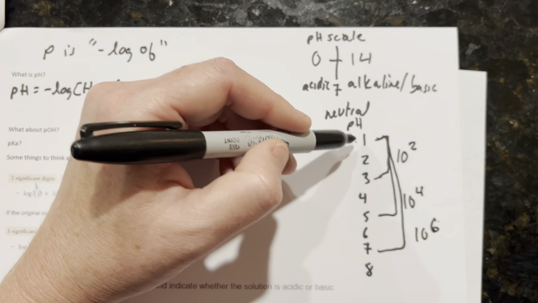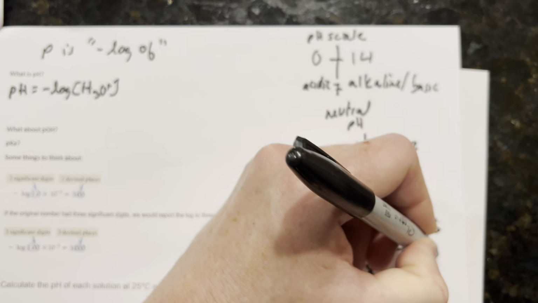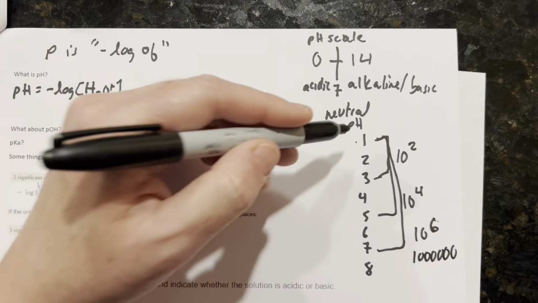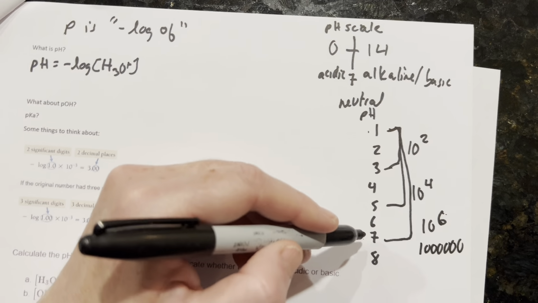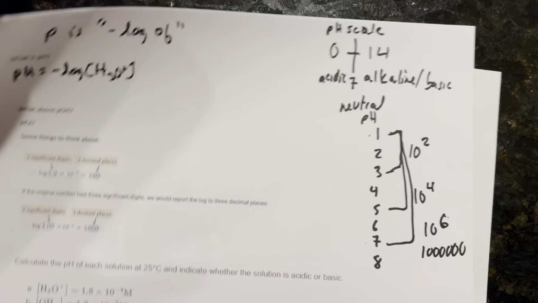If you have a solution with a pH of 1, that means it's 10 to the 6 times, that's a million times more concentrated than something with a pH of 7. And that's how a logarithmic scale works.